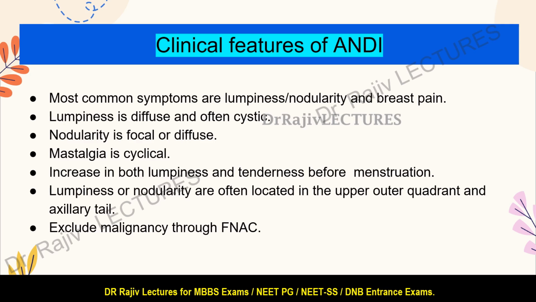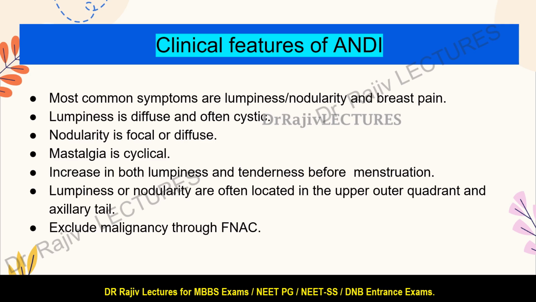It is noteworthy that persistent localized pain or discomfort may be a symptom of cancer also. There may be an increase in both lumpiness and often tenderness before menstruation. Non-cyclical mastalgia is more common in perimenopausal women. Breast pain in postmenopausal women who are not taking hormone replacement therapy usually originates from the chest wall, back, or neck. Lumpiness or nodularity in the breast is a very common symptom.